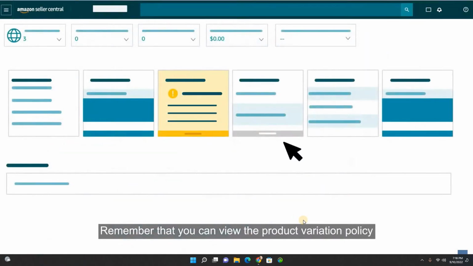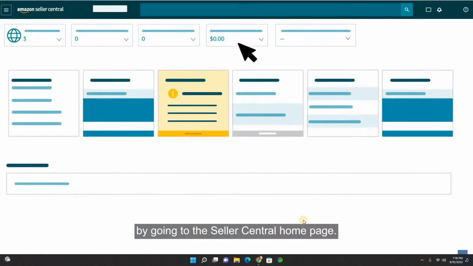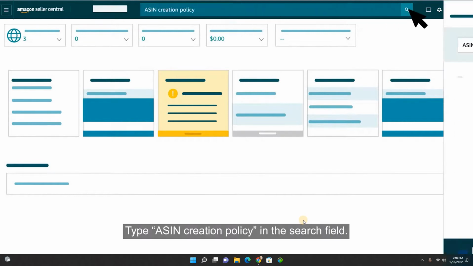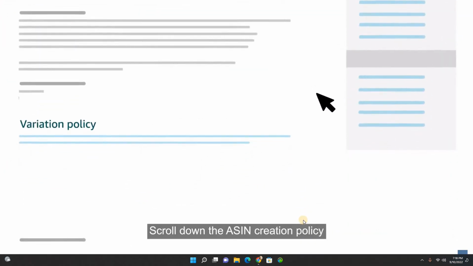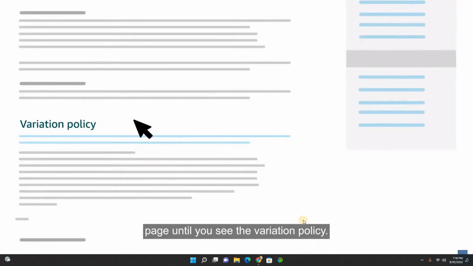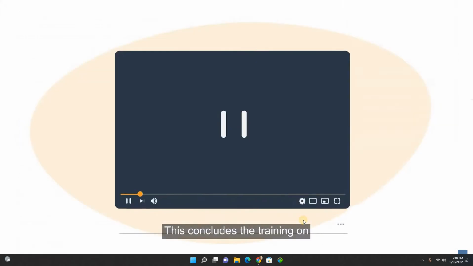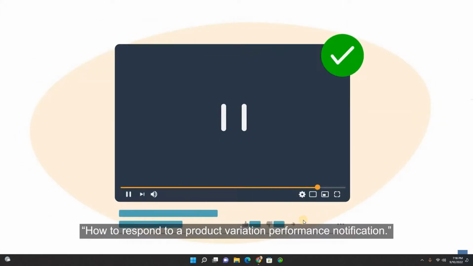Remember that you can view the product variation policy by going to the Seller Central homepage. Type ASIN Creation Policy in the search field. Scroll down the ASIN Creation Policy page until you see the variation policy. This concludes the training on how to respond to a product variation performance notification.